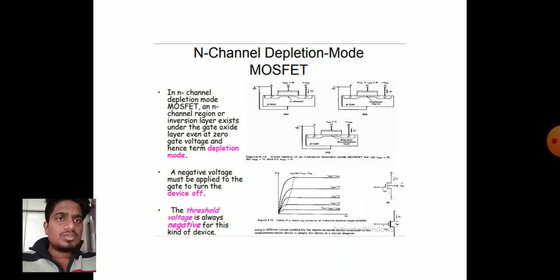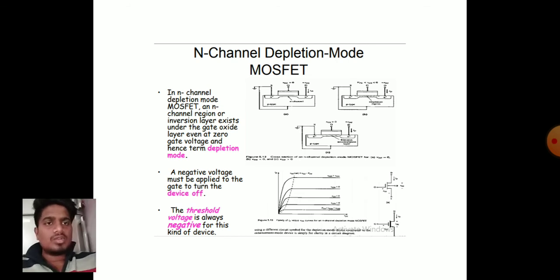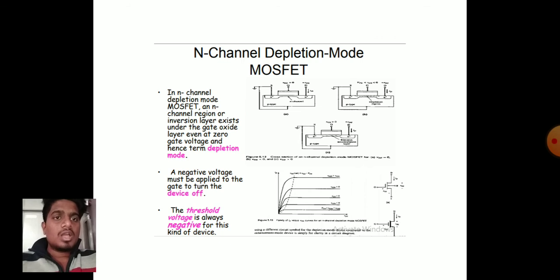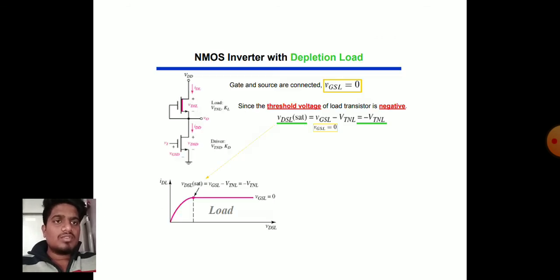N-channel depletion mode MOSFET. In an N-channel depletion mode MOSFET, an N-channel region or inversion layer exists under the gate oxide layer even at zero gate voltage, hence the term depletion mode. A negative voltage must be applied to the gate to turn the device off. The threshold voltage is always negative for this kind of device.